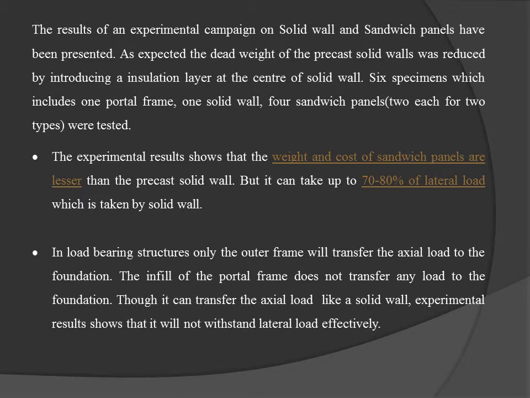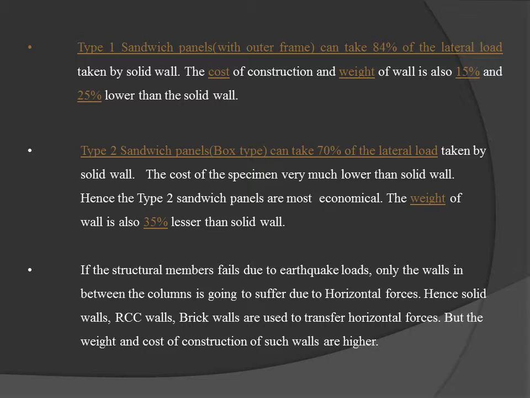We conclude that the results of an experiment conducted on solid wall and sandwich panels have been presented, and the experimental results show that the weight and the cost of sandwich panels are lower than the precast solid walls, but they can take up to 70 to 80% of the lateral load taken by the solid wall. And then the type 2 box type sandwich panel can take 70% of the lateral load, and the type 1 sandwich panel can take 84% of the lateral load.